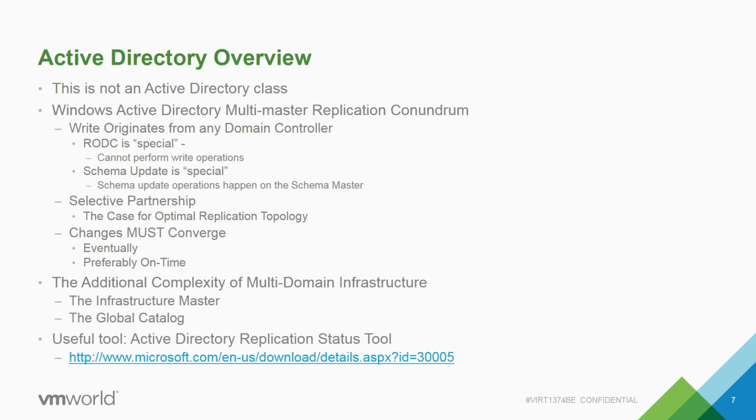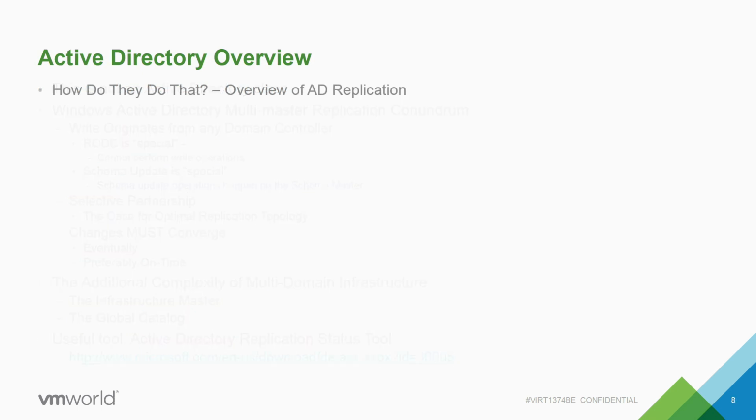There is additional complexity when it comes to multi-domain infrastructure. You have the infrastructure master and the global catalog that usually should not reside on the same domain controller. We'll talk more about this later, and we'll mention some tools for checking your replication topology.